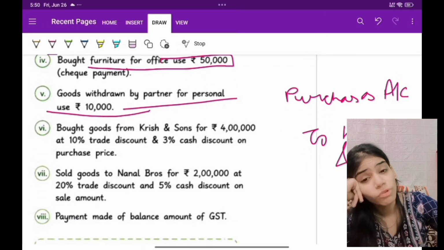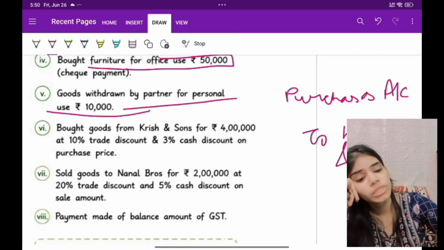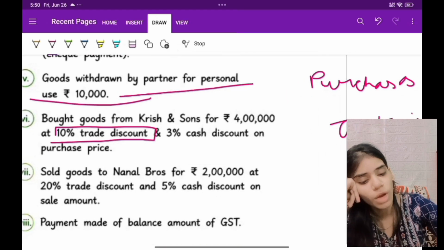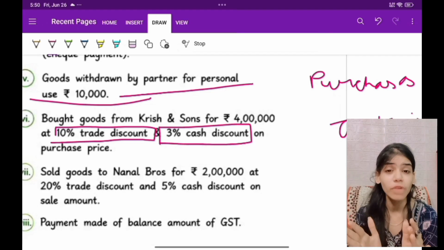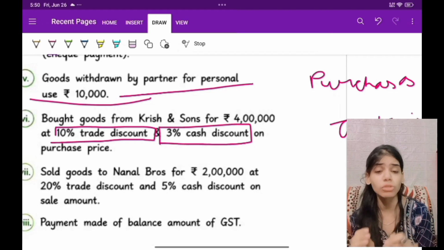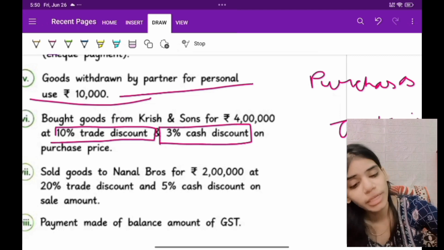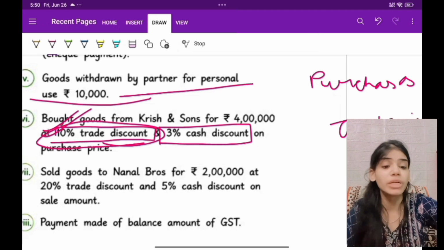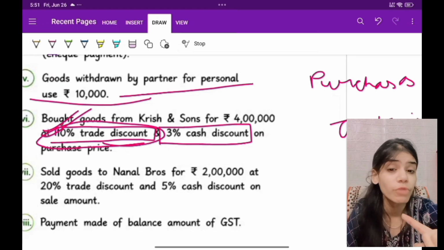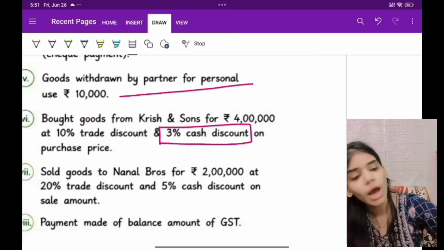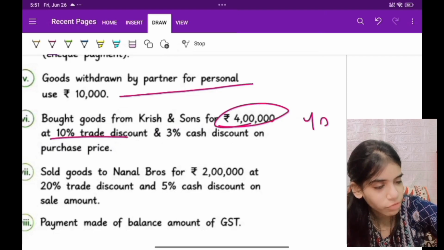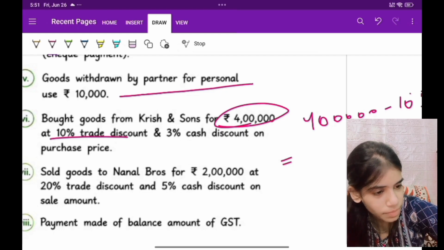But the two things that we have to take into account is that these goods have been bought at 10% trade discount and 3% cash discount. Now every commerce student knows that we never ever record trade discount in the books of account. So the trade discount will be ignored after deducting the amount. It means that we will deduct this 10% from 4 lakh, but we won't show it in the journal entry. So now after deducting this 10% trade discount, the amount that is actually left is 3,60,000.